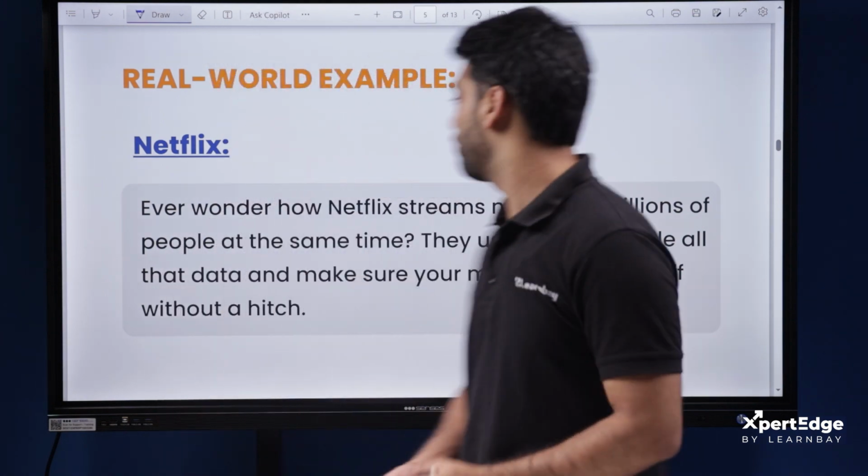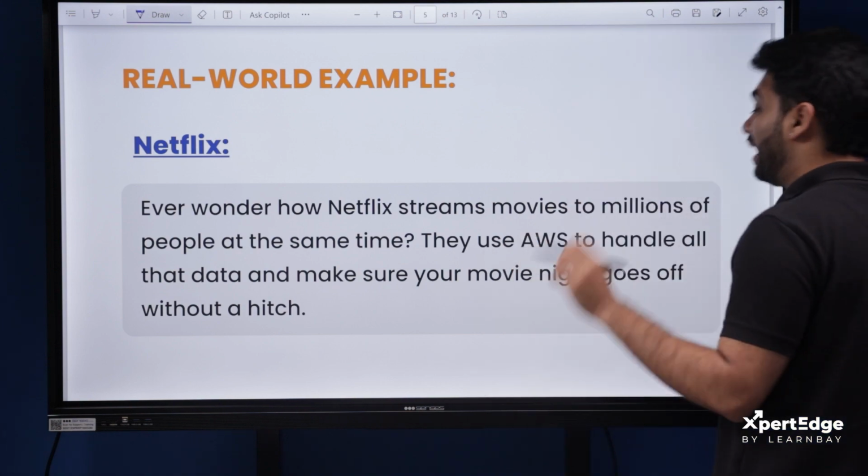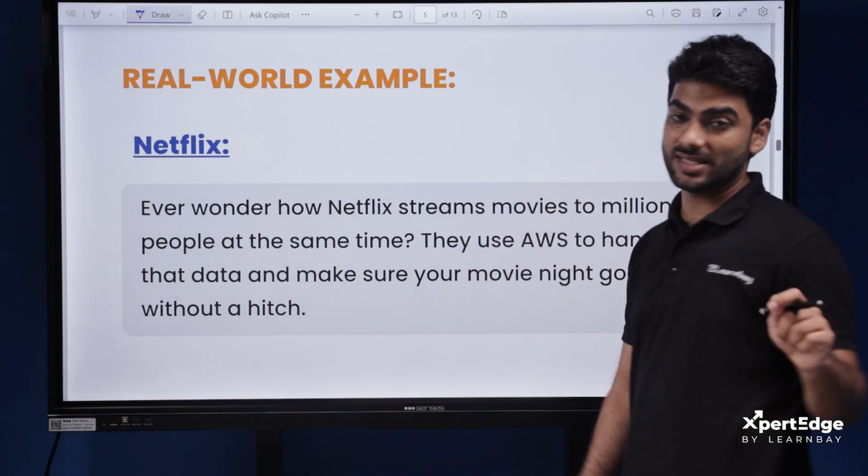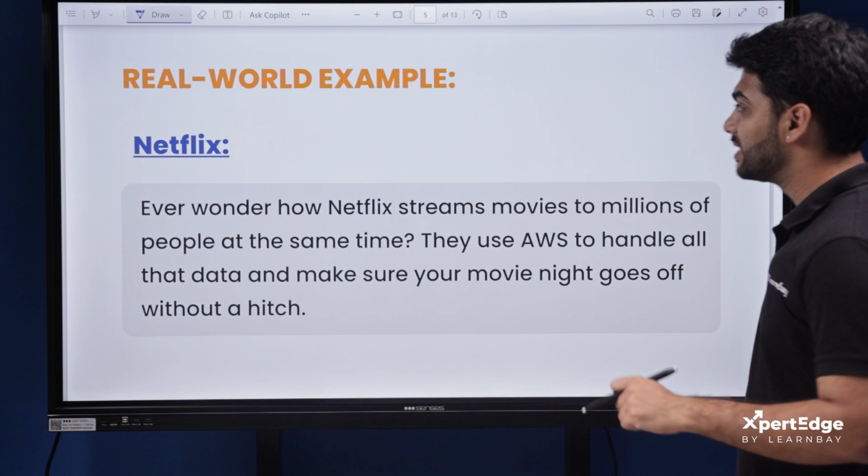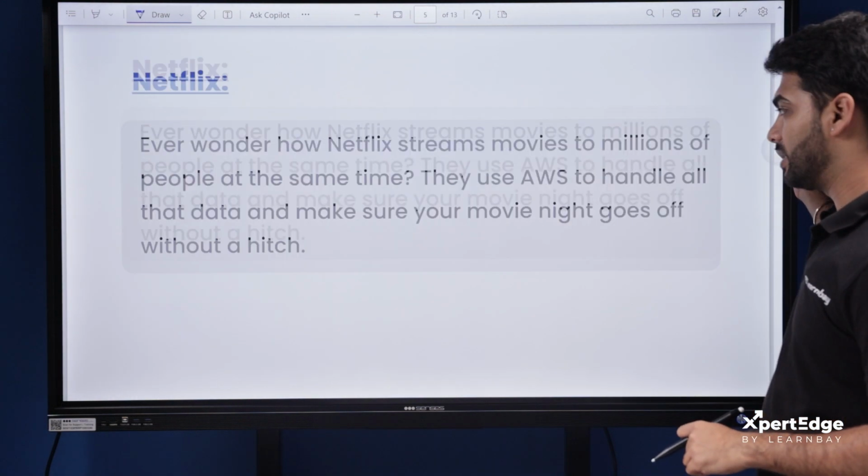Apart from that, very important for you to know is that it is extremely secure. It is extremely safe. And that is about AWS.